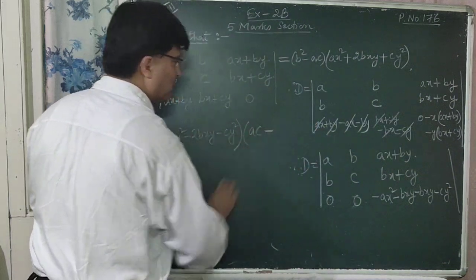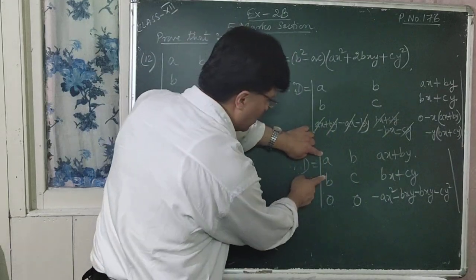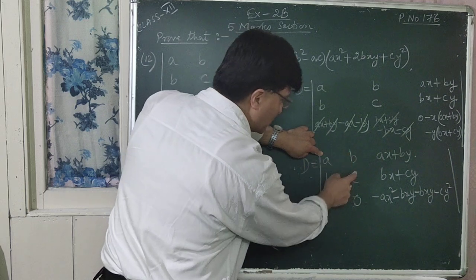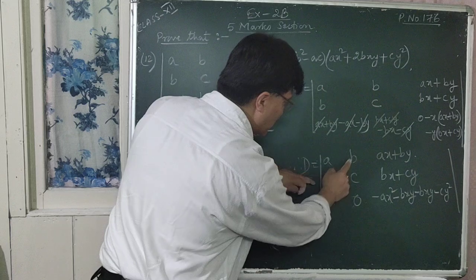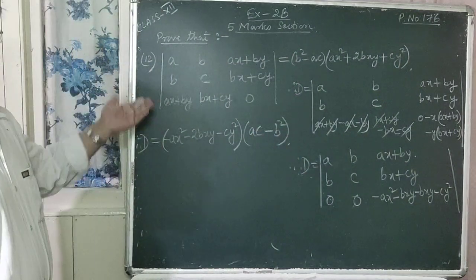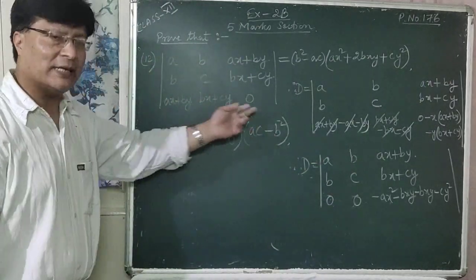This is AC, and in between comes the sign minus. Always first multiply A by C. The first element of this column with the second element of the other column, C. So AC minus, now this cross multiply B into B is B square. So it is expanded. Now this determinant is expanded and we get this expression.